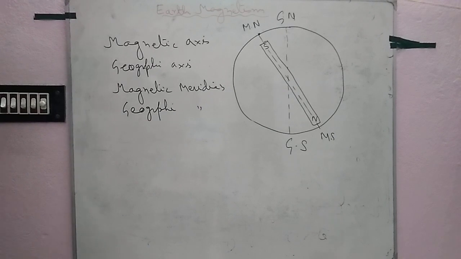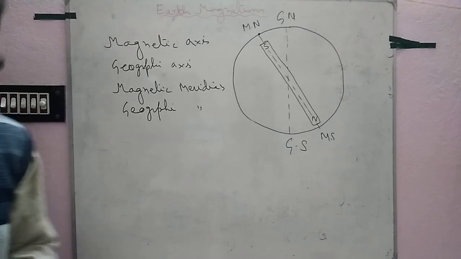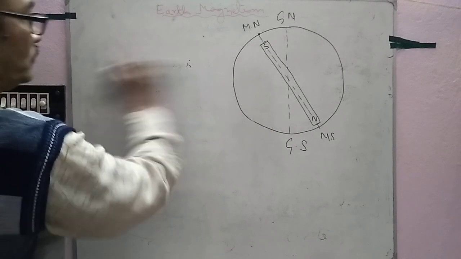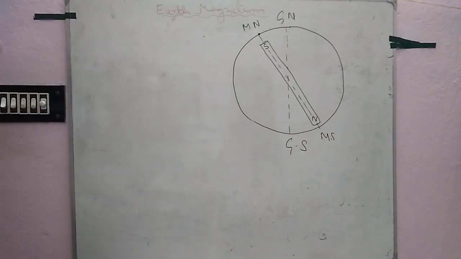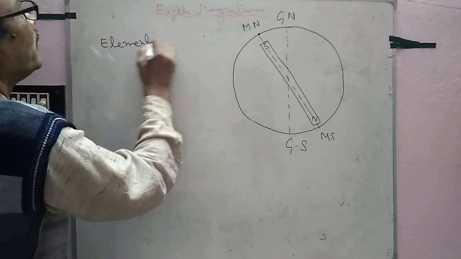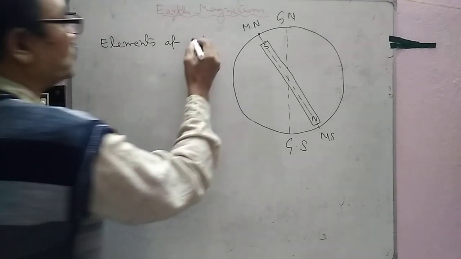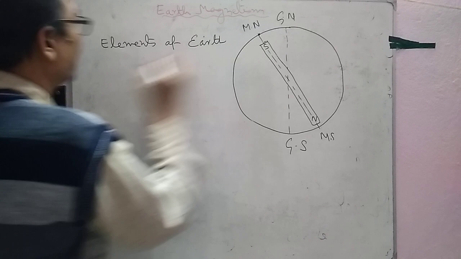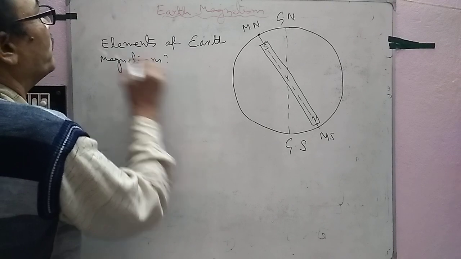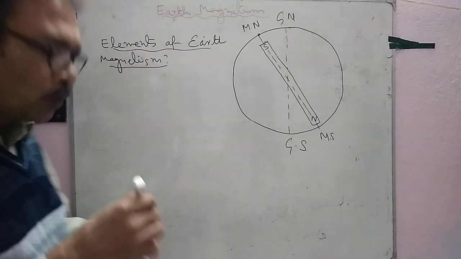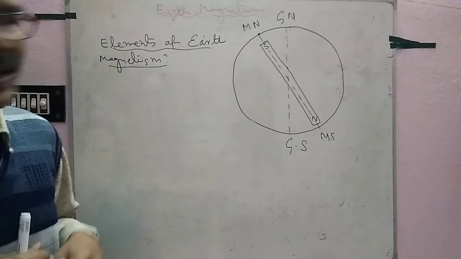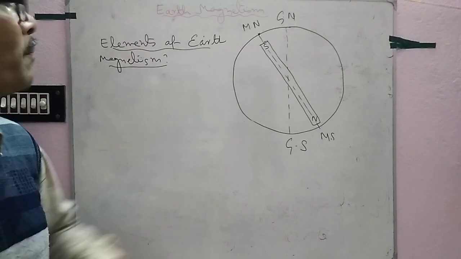Now we shall discuss the elements of Earth magnetism. Next point, elements of Earth magnetism. Follow. The physical quantities which describe the total magnetic field of Earth at a place and its direction are called the elements of Earth magnetism.